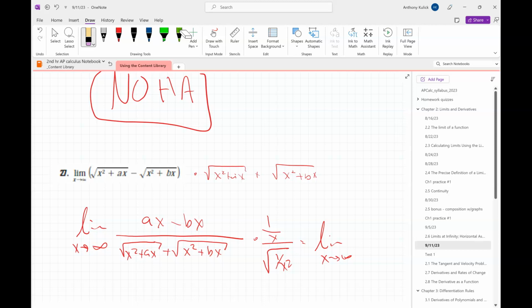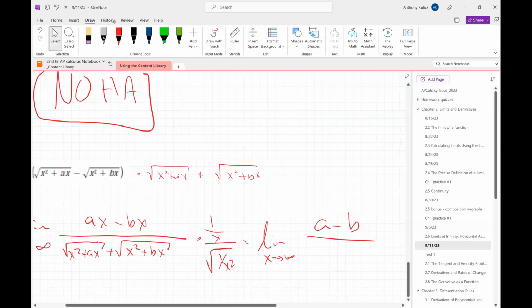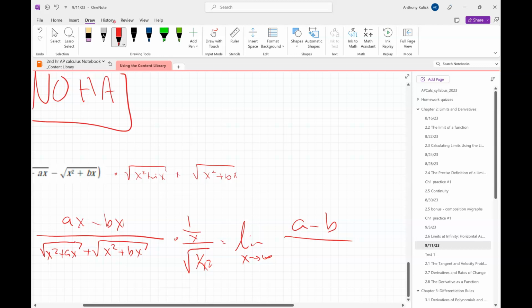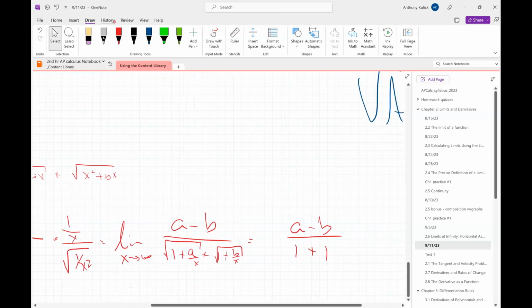So, is that? Yes, that actually helps so much. So I have a minus b on top, and then I'll have 1 plus 1 over, I should say a over x plus 1 plus b over x. And that just becomes a minus b, 1 plus 1. So a minus b over 2 or whatever.